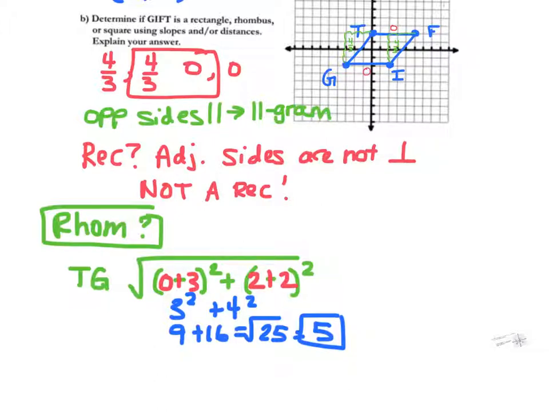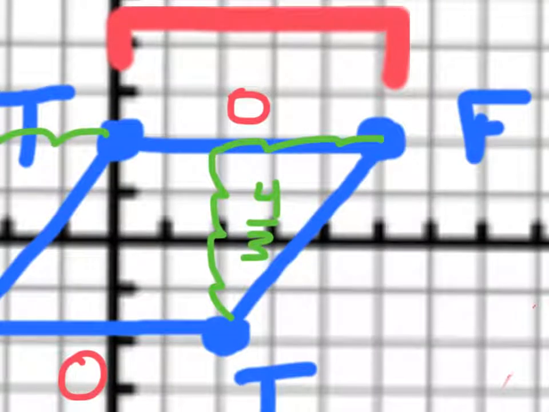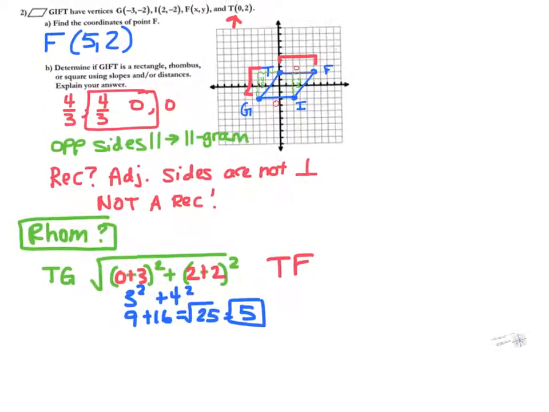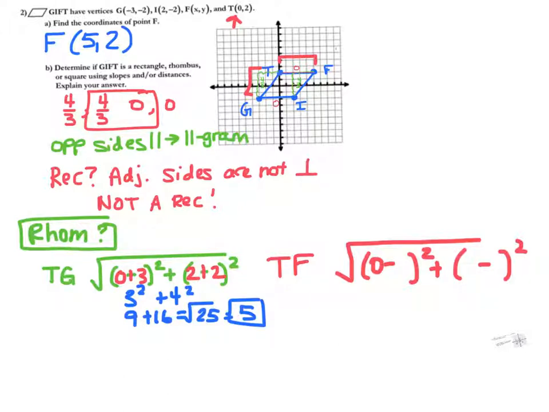So let's go for the distance of the adjacent side, TF. Now, there is something kind of nice about a horizontal line. When it's a horizontal line, you actually can count the distance. So I already can see that this is going to be 1, 2, 3, 4, 5. However, I will do the distance formula because it's not always going to be a horizontal line. So TF distance formula, here we go. Okay, x value of T is 0. X value of F is 5. I'm using this point right here that we found.